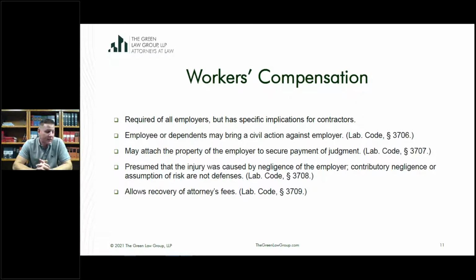Lastly, workers' compensation. This is another requirement that all employers are required to have, but it has particularly important consequences for the construction industry if you do not have workers' compensation insurance. Now, all employers are required to have it. If you do not have workers' compensation insurance, you could be deemed a non-licensed contractor, which has many ramifications.